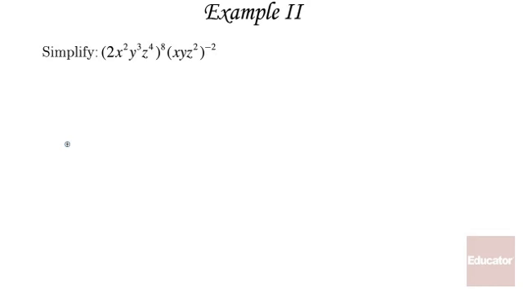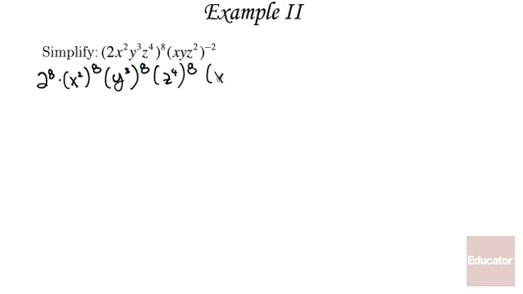Okay, simplify. Here we've got parentheses, we've got powers to powers, and we have negative exponents. So I need to get rid of all that, first by applying the power to each term inside the parentheses. So this is going to give me 2 to the 8th times x squared to the 8th times y cubed to the 8th times z to the 4th to the 8th power times x to the negative 2, y to the negative 2, z squared to the negative 4.